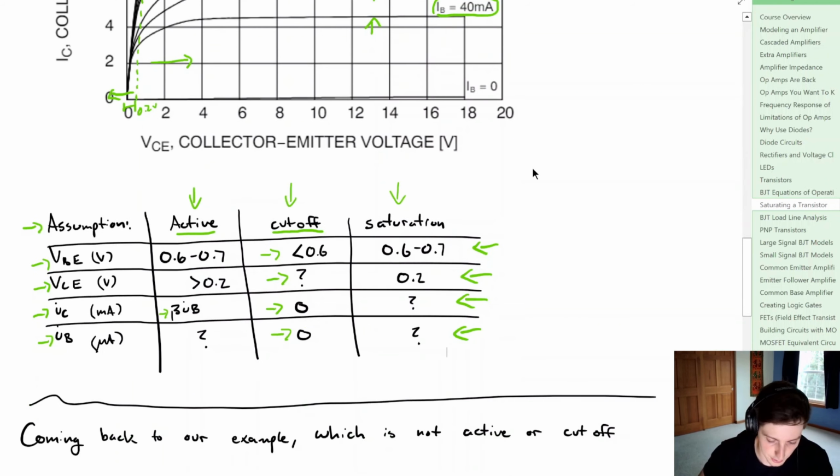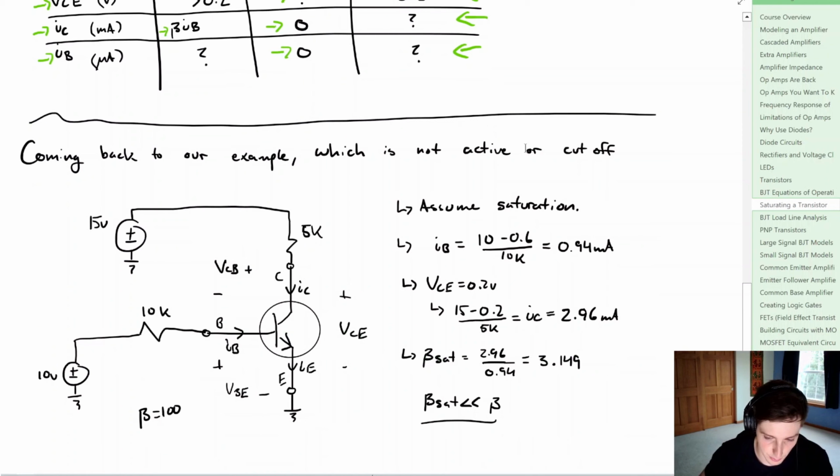So let's go into an example, and we can come back to what we were working with before. So we know that we're not in the active region, not a possibility. So what can we do? Well, let's assume saturation and see what happens. If we look at the base current, we simply know that we're going to have that 0.6 volt drop from base to emitter, and the emitter is tied to ground. So we can say that the base current is simply 10 minus 0.6 divided by this 10K resistor right here. Get that our base current is 0.94 milliamps.